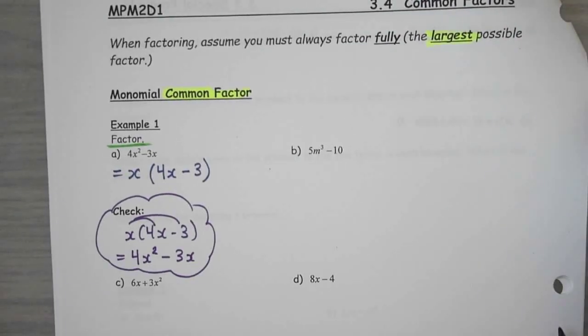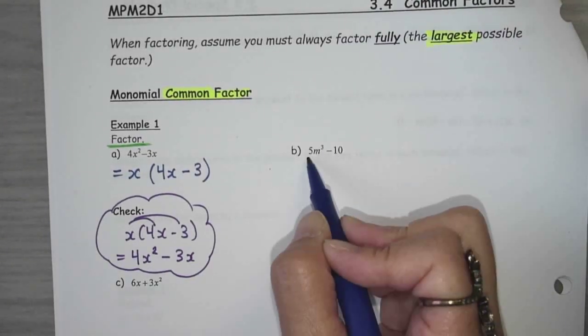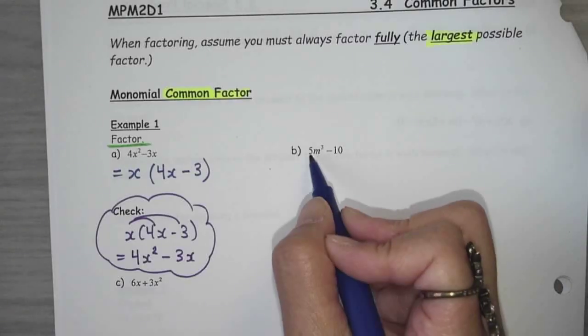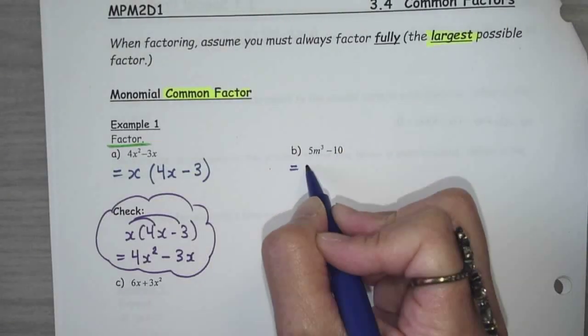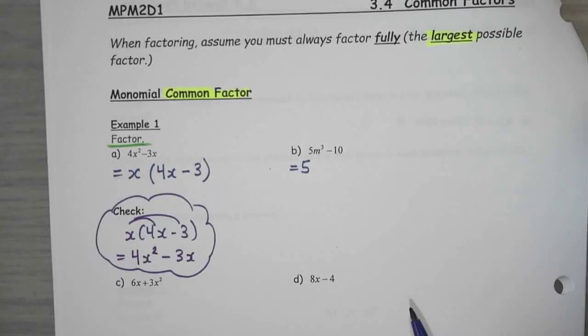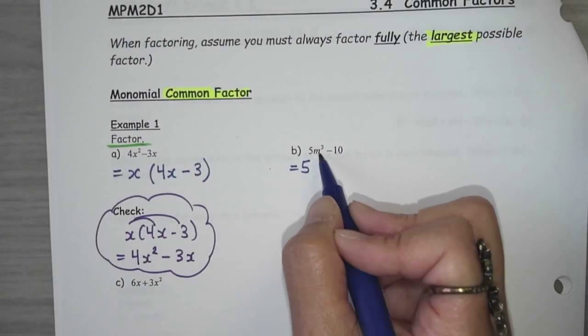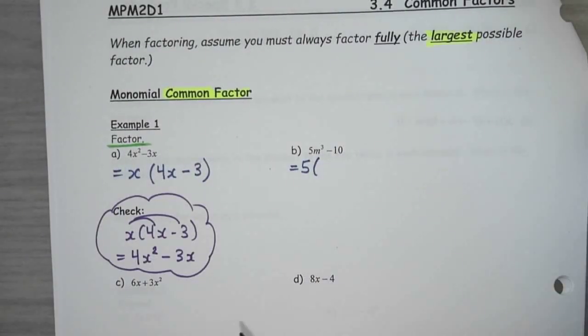So we're looking here again, and we're saying, what's the same between these terms? So there's a 5 and a 10, so I do see that there's a 5 that both of them have. There's m cubed here, but there's no m's here, so I can only take out a 5.